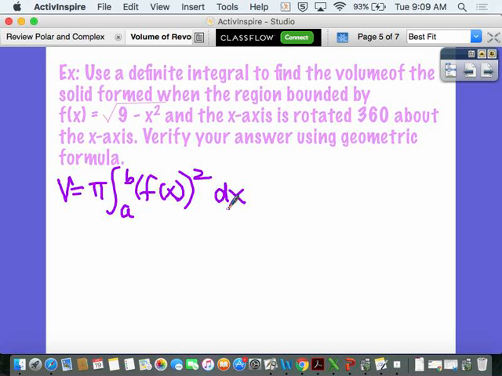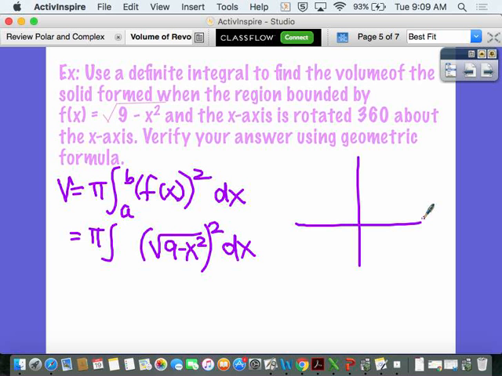So it's pretty straightforward. You have your function, f of x, so you plug it in, and then you square it. The one thing that we don't know here is what? B and A. Now, B and A still represent the bounds, so where the curve hits the x-axis. So, what does this look like?